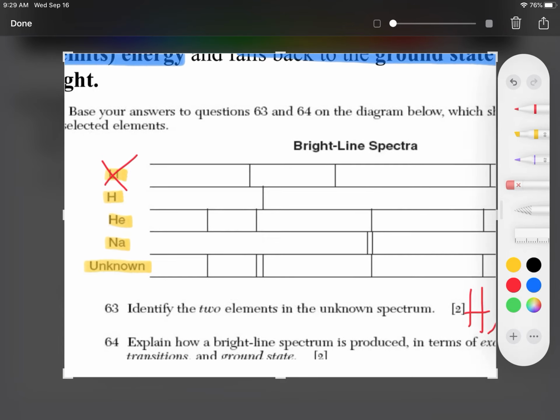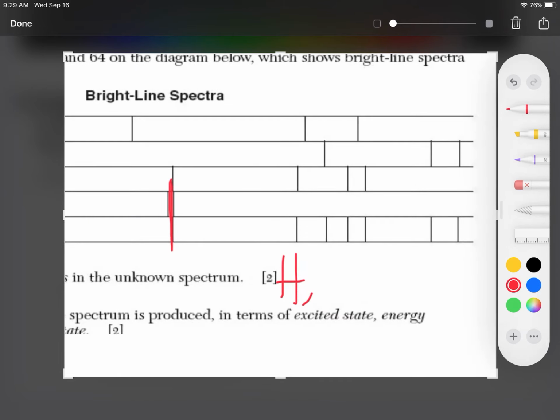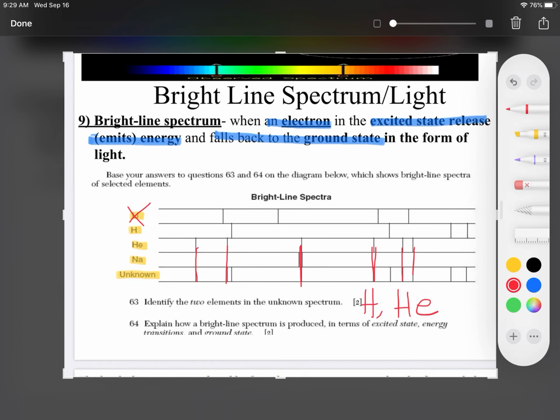Okay, let's do the helium. Well, does helium match up the unknown on the bottom? Matches here, here, here, matches here. It's got to match all the way, guys, here and here. Yes, it does. Helium matches up. So those are your two answers here. Sodium does not match up because sodium's over here, okay? It does not match up the unknown. So the answer simply there is hydrogen and helium, okay? That's all you got to do, is match up the lines, okay?